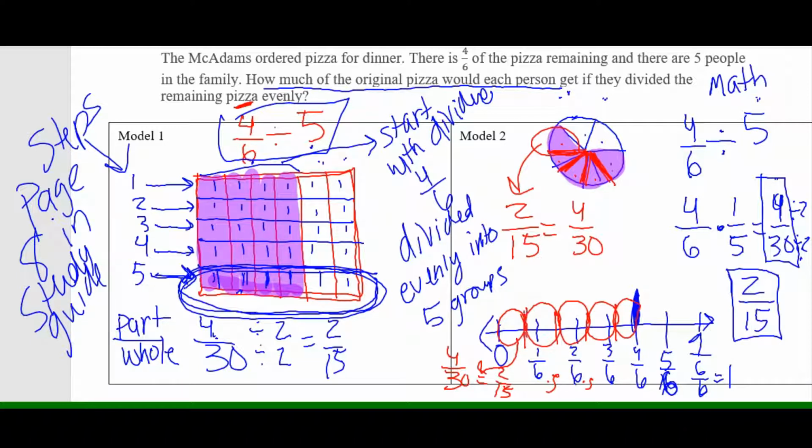But this is absolutely fine as long as I see 4/6 being divided evenly between the 5 family members. And you have each person eating 4/30 or 2/15 of the pizza. So this is what I'm looking for. For this one, this is how you model a fraction divided by a whole number 3 different ways.